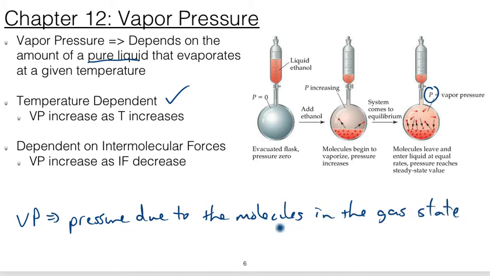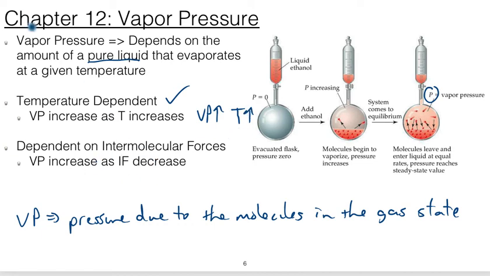If that pressure is due to the molecules in the gas state, then as the temperature increases, more molecules should be forced into the gas state, and so your vapor pressure should increase. So you could say vapor pressure increases as temperature increases.